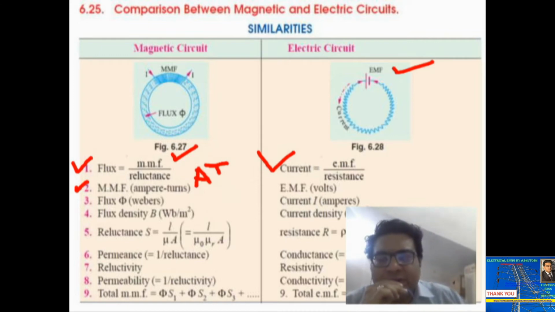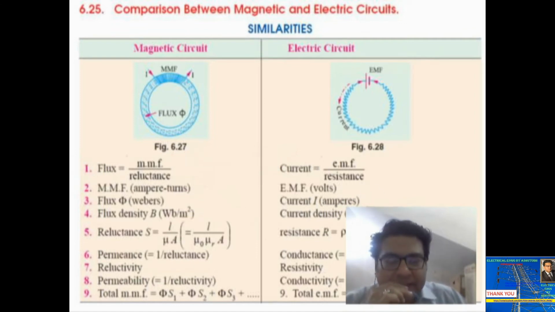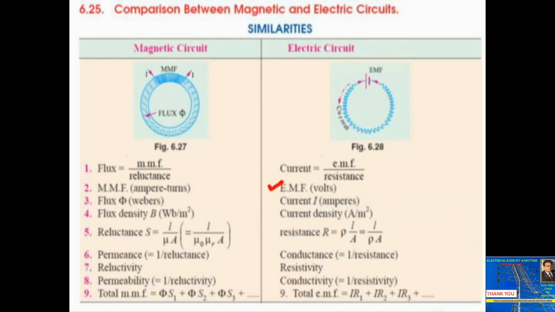So that's why it becomes ampere turn. And guys, here you can see in electric circuit there will be EMF, electromotive force, and the unit of electromotive force is volts. Then third point, you can see the flux will be there in magnetic circuit.